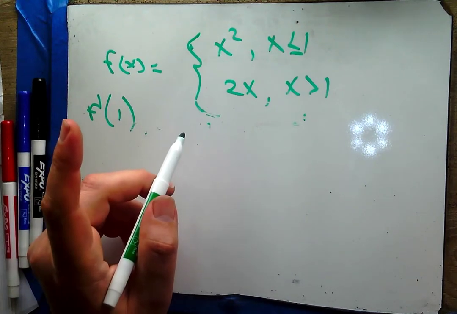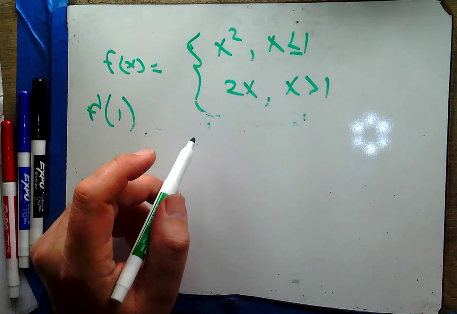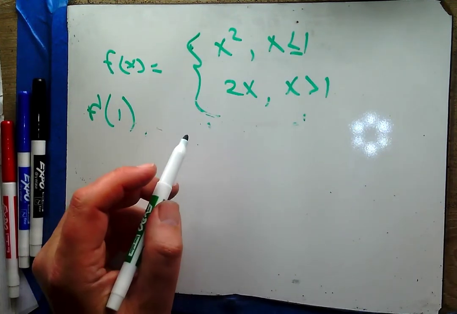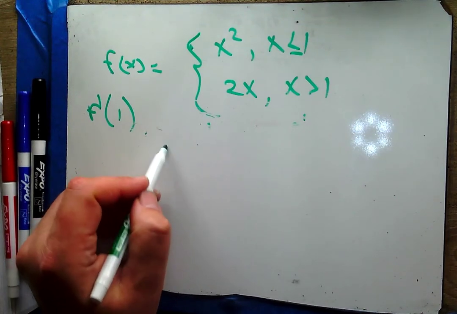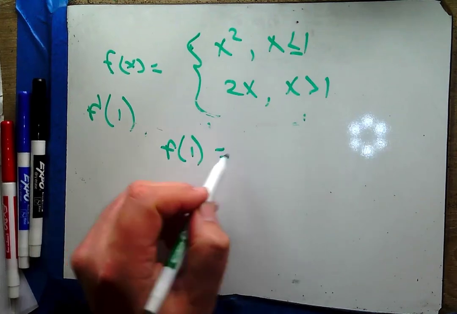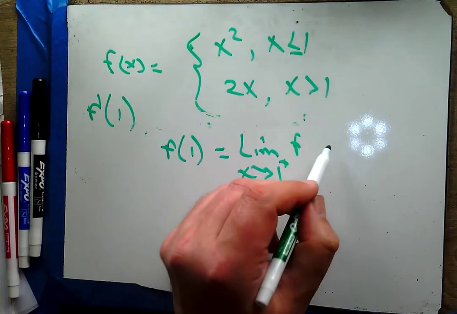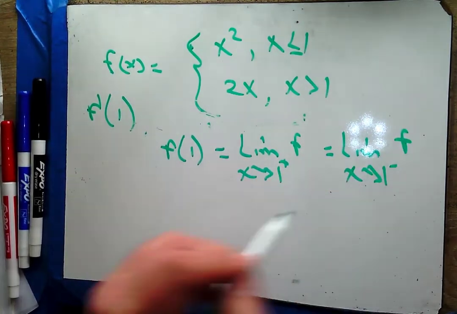Not just the limit of the slopes, but also, what was the other thing? Right, the function has to be continuous. So, is this function continuous at x equals 1? Does f of 1 equal the limit as x approaches 1 from the positive side, equal the limit as x approaches 1 from the negative side?